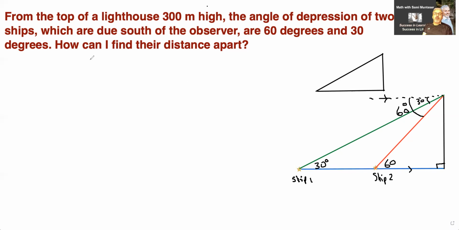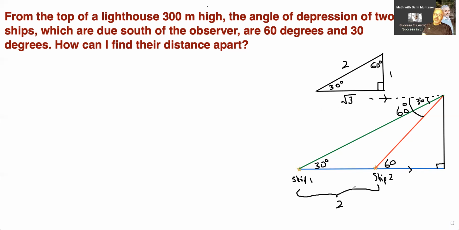Now they want to know how can I find their distance apart. So what I'm trying to find right here is the distance from ship 1 to ship 2. They also gave me special angles, and we remember that special angle triangles are given to us. And let's say they say, oh, you cannot use the calculator for this. Then you'll have to work with the special angle triangle, the 30, 60, 90.